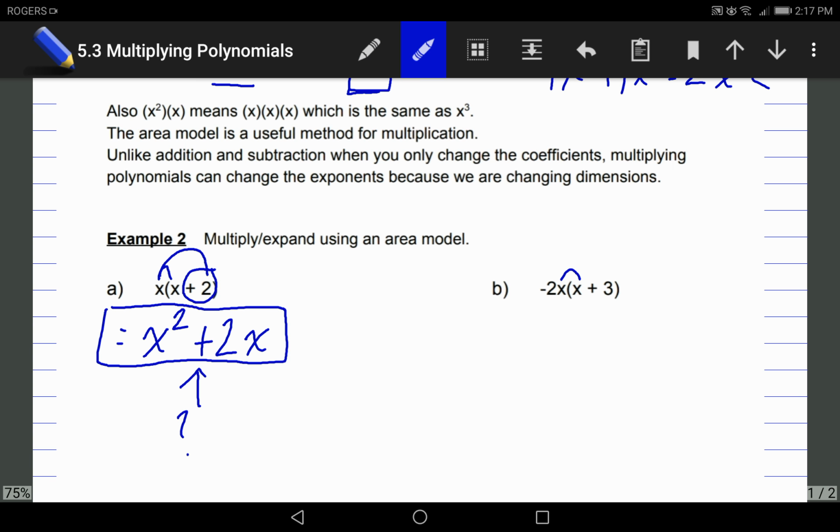Negative 2x times x, okay? What does that equal? Negative 2x times x. It is negative 2x squared, okay? The x times x becomes x squared there. And then do negative 2 times positive 3. Negative 2x times positive 3.